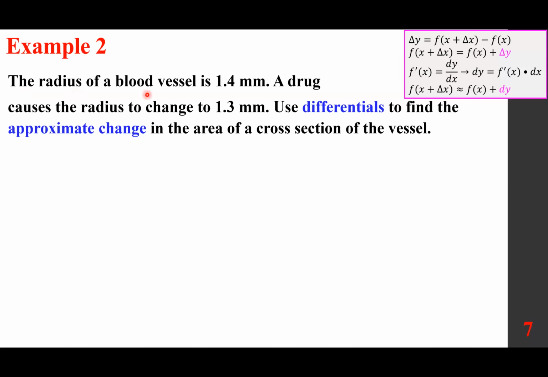The radius of a blood vessel is 1.4 millimeters. A drug causes the radius to change to 1.3 millimeters. Use differentials to find the approximate change in the area of a cross-section of the vessel. So first and foremost, recognize the cross-section is a circular shape, which means we are discussing the area. We must know that the area is pi r squared.